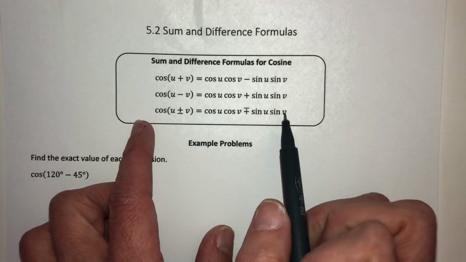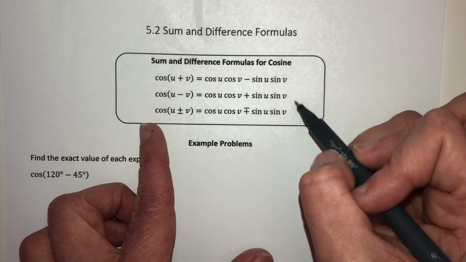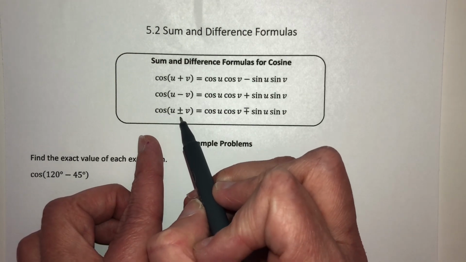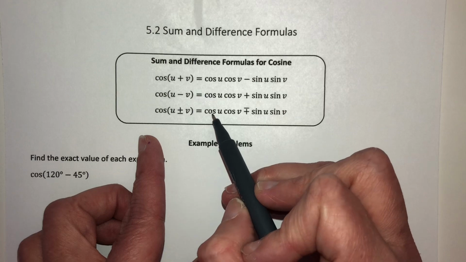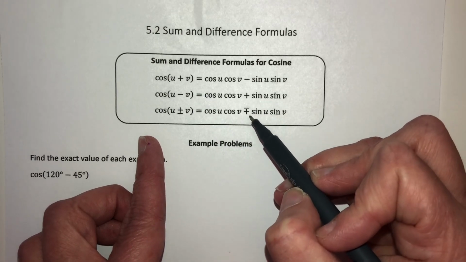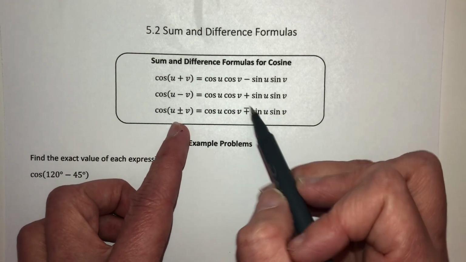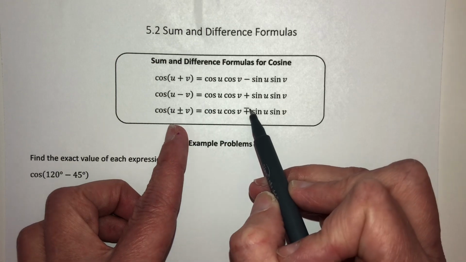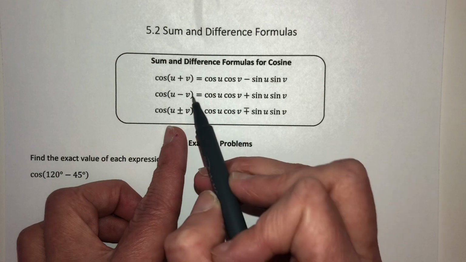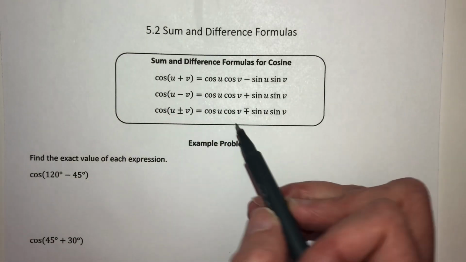Now, I want you to notice this kind of notation. This is a way of writing both of these at the same time. Here you have cosine of u plus or minus v is equal to cosine of u times cosine of v minus plus. Now, this may be the first time you've seen minus plus. All this is saying is that if this was plus, you use a minus here. If this is minus, you use a plus here. So these two have to have opposite signs. So this is the shorthand notation for that.